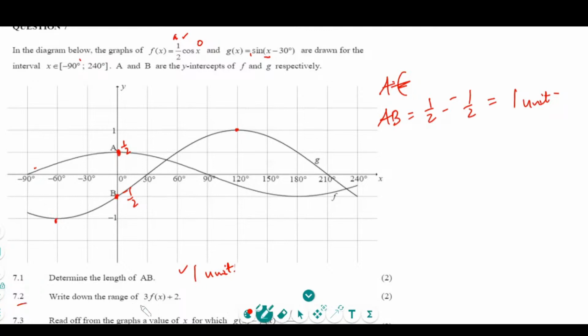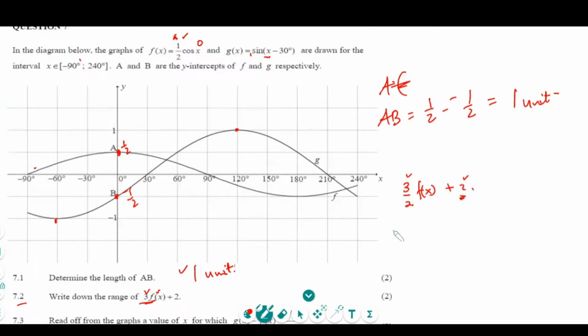They are telling us that we want the range of 3 f of x plus 2. So if we multiply f of x by 3, then this is going to change. The new graph will be 3 over 2 f of x, and then there's going to be a shift somewhere. So if that happens, the new maximum is going to be 3 over 2. And then we're going to shift it 2 units upwards.